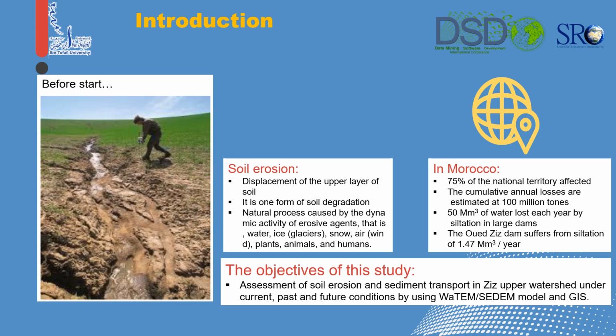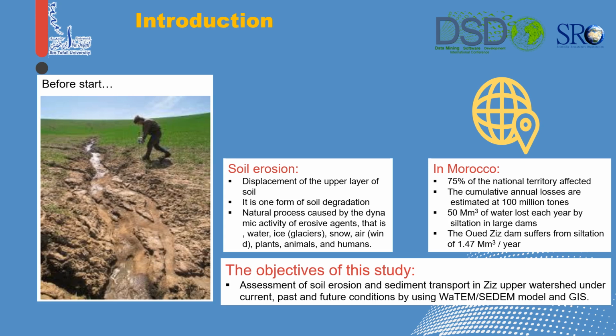The cumulative annual losses are estimated at 100 million tons of sediment, and 50 million cubic meters of water are lost each year by siltation in large dams. The wettest dam suffers from siltation of 1.47 million cubic meters per year.